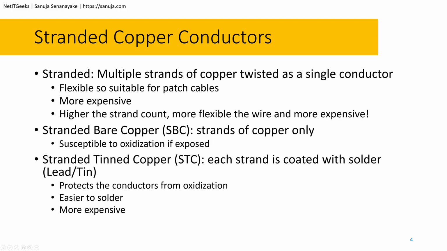Bare copper, also known as standard bare copper, SBC, is basically strands of copper only, and it is susceptible to oxidizing if exposed, just like the bare solid core wires. Stranded tin copper wires, also known as STCs, have each strand coated with tin or lead, which can be easily used for soldering onto electrical components and protects conductors from oxidizing. However, this is a little bit more expensive.